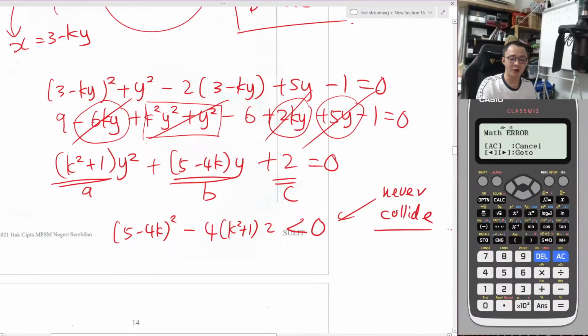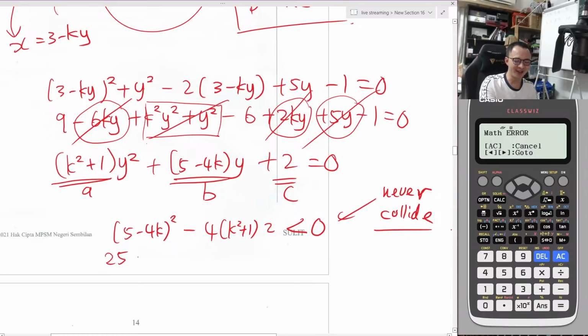So this is the reason why we do b squared minus 4ac less than 0. Then from here, we can find the range of k. This question is crazy long. I don't know, maybe Negeri Sembilan people are just too smart. This question has so much to do.